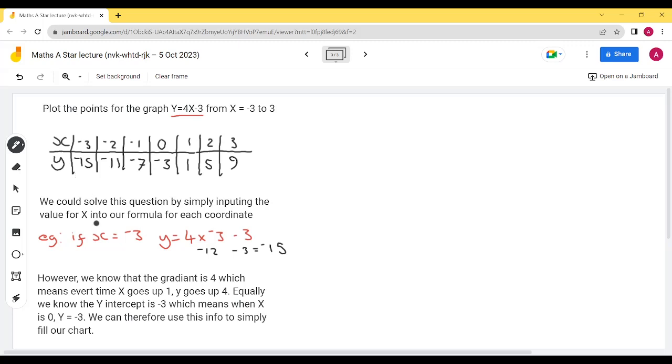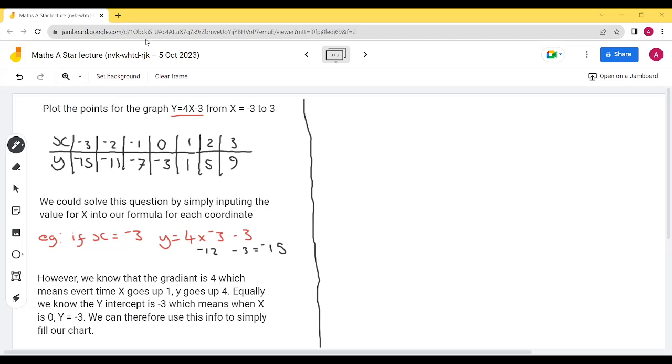So as long as you understand the context of this equation, you can save yourself a lot of time plotting your graph. It can be useful in that way. But yeah, definitely worth practicing this all the way.